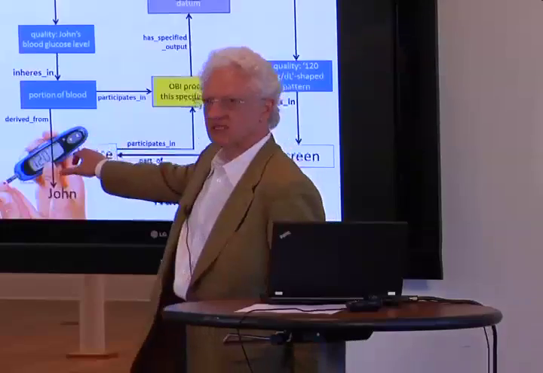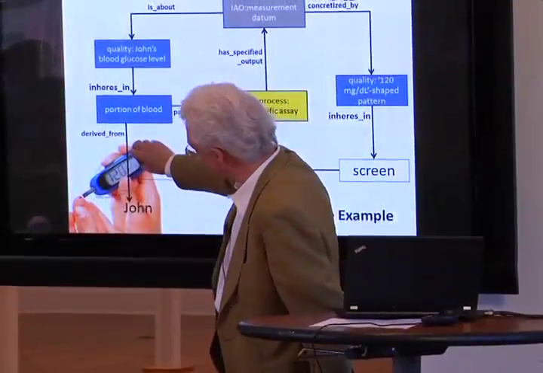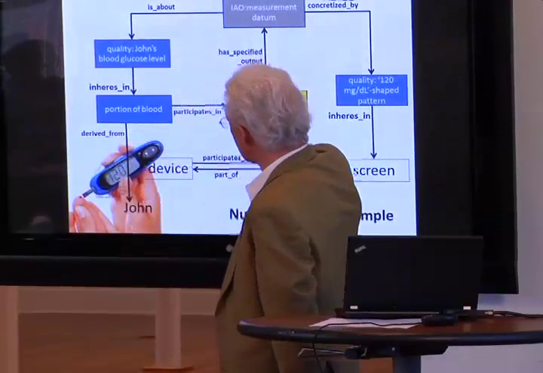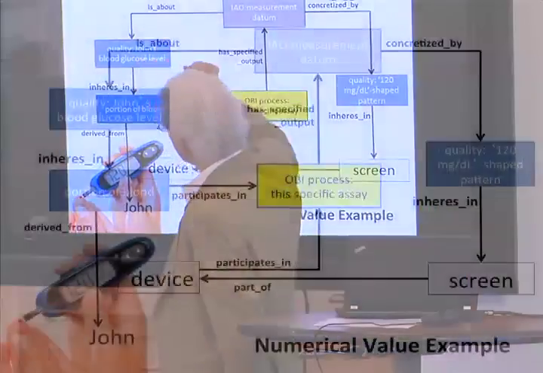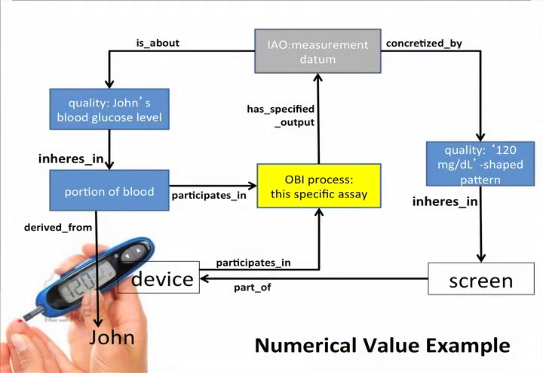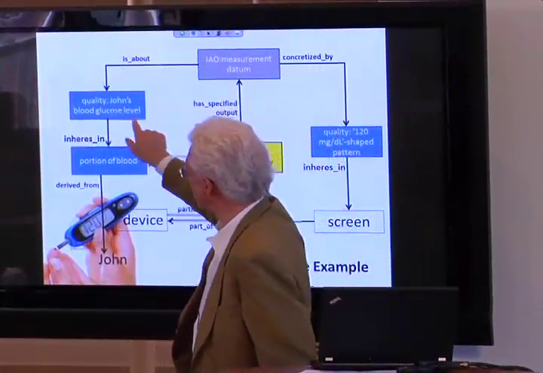So there is a device, which is a blood glucose measuring device. There is a portion of blood which is derived from the blood inside John. So here this machine creates a sample. The quality, which is John's blood glucose level, this is a Buffo quality, inheres in this particular portion of blood which has been extracted by the device. The device measures this quality. So it measures John's blood glucose level.